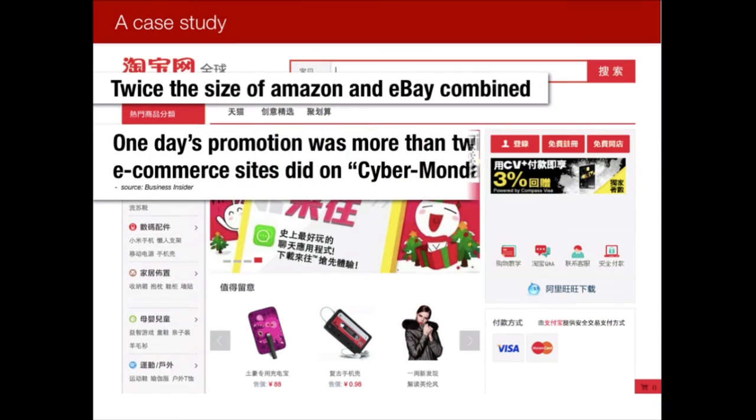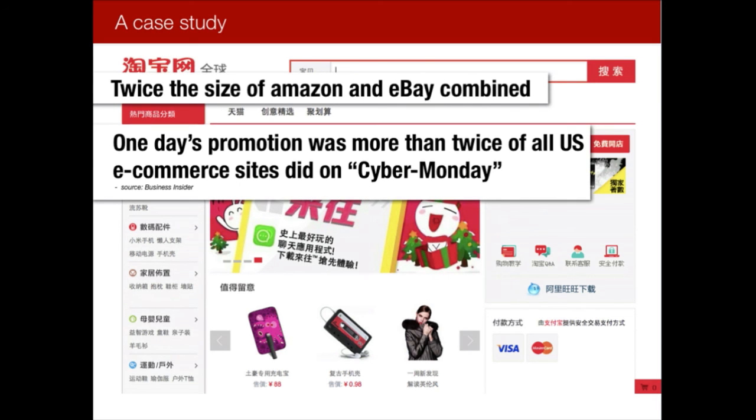So in eBay, because they don't understand the Chinese market, they spent a lot of money doing things that basically were not going to work for the local customer. But Taobao understood everything. They had a clear strategy from the very beginning, and look at what they're doing now. They are twice the size of Amazon and eBay combined. And their one-day promotion was more than twice all the US e-commerce done on Cyber Monday. That's how successful they are at the moment.